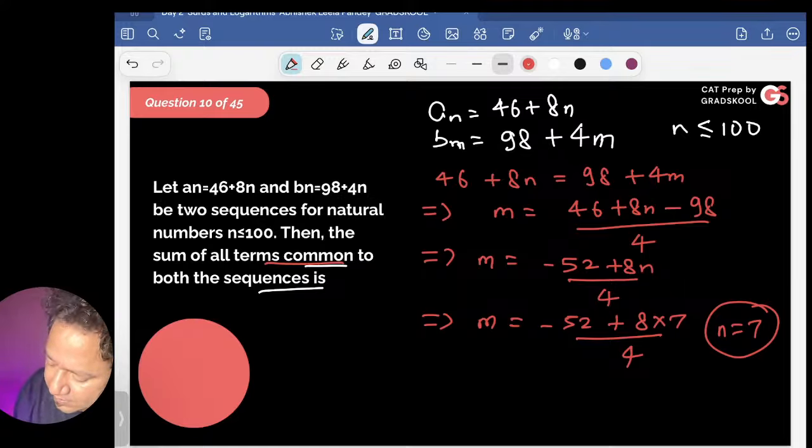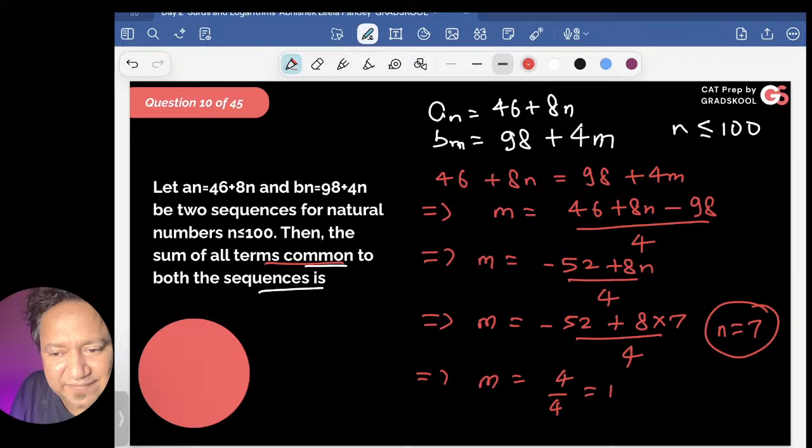Okay. So m is equal to, now you got 4 by 4, that is 1. So m is 1, n is 7. That is how we can find the value of m and n. Is that clear now, everyone? See, this technique is very much helpful. We don't have to do hit and trial. M is 1, N is 7. And that is how we get our first value.